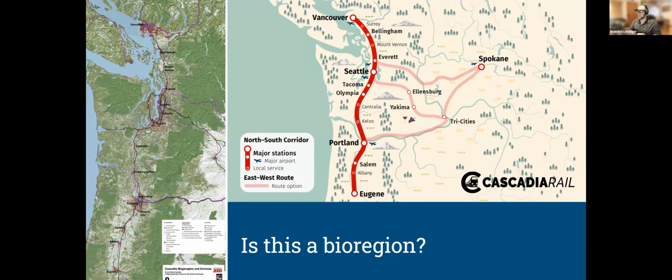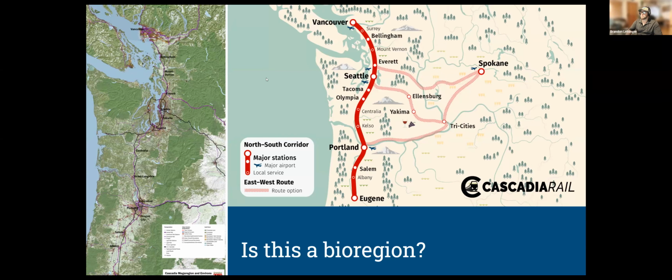So I'd love to just take a minute and ask the question, what is this map? Is this a bioregion? It looks like Amtrak. You know, I mean, probably an obvious statement. Oh, Cascadia Rail, sorry. Sure. How about the map on the left?